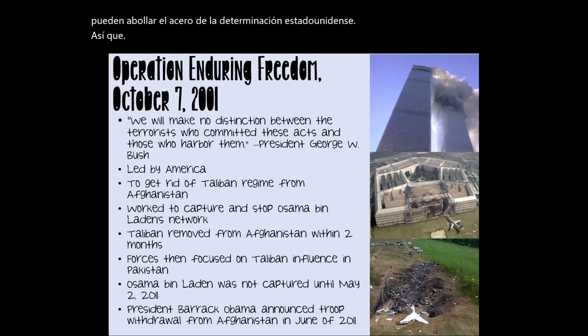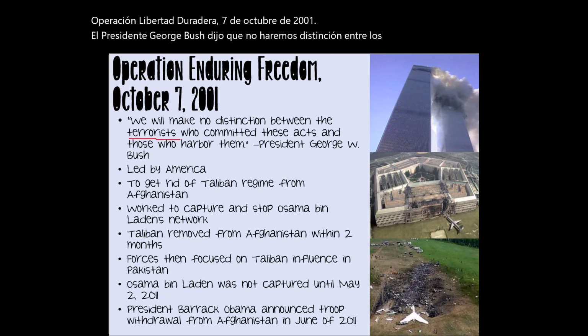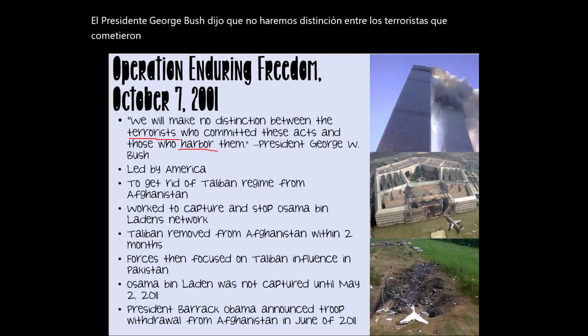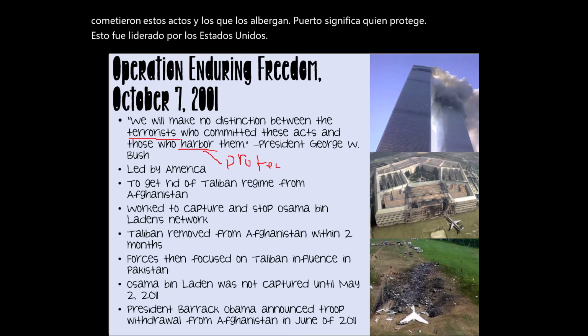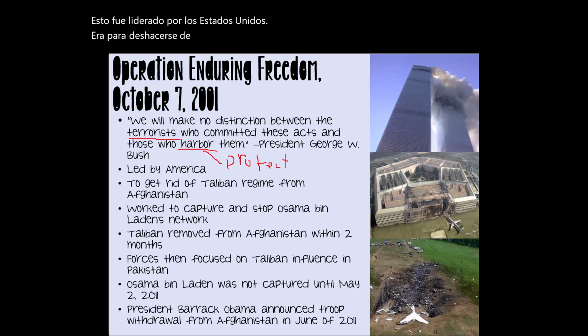So, Operation Enduring Freedom, October 7th, 2001. President George Bush said, "We will make no distinction between the terrorists who committed these acts and those who harbor them." Harbor means who protect. So, this was led by the United States. It was to get rid of the Taliban regime from Afghanistan.